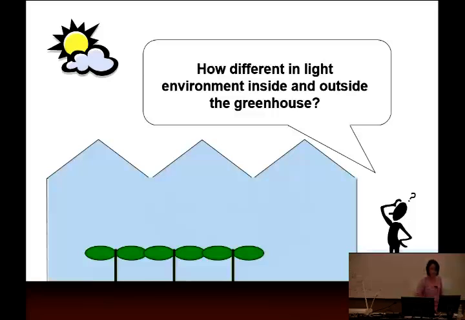It is changing day by day, minute by minute, so it's not consistent. That's the challenge of the greenhouse light environment.